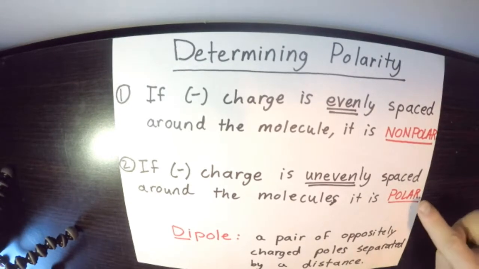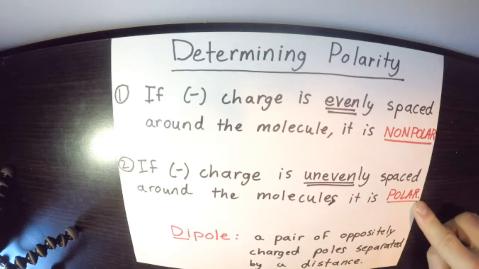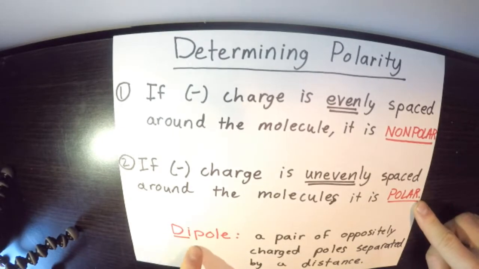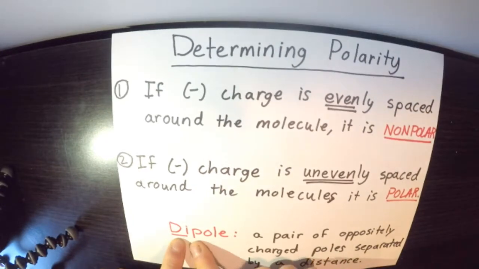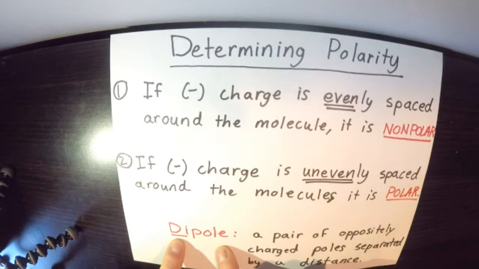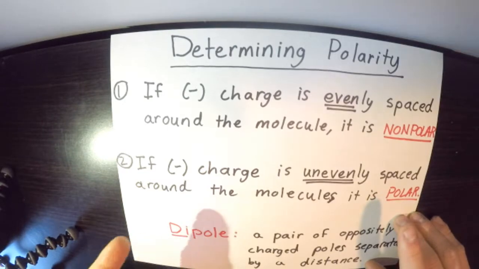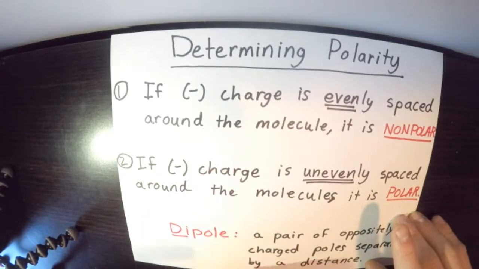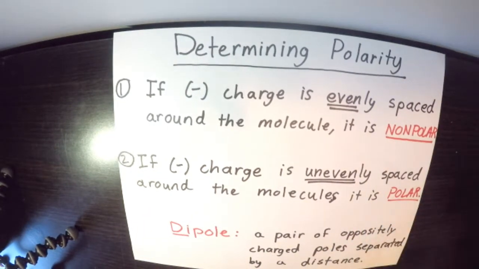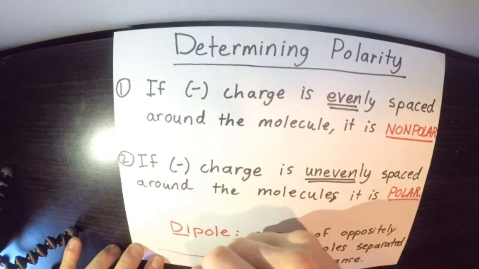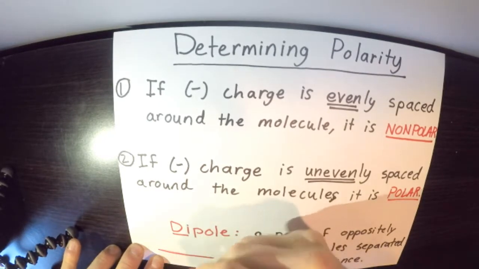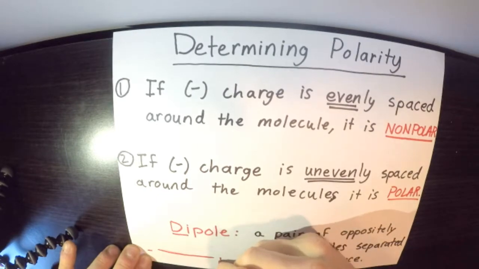But when we talk about polar bonds or polar molecules, we have something that we call a dipole. Now, looking just at this word right here, I've got a prefix di and then I have pole. The prefix di just means two. So dipole means we have two poles. If we just read out the definition, it's defined as a pair of oppositely charged poles separated by a distance. So essentially what we're looking at is we would have poles, like this would be my pole right here. We'd have a more negative end and then a more positive end.